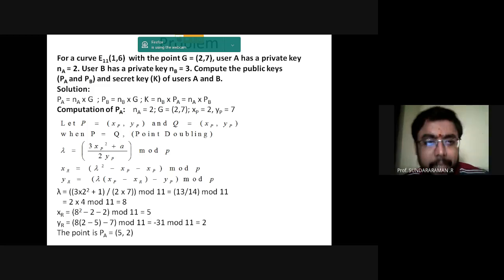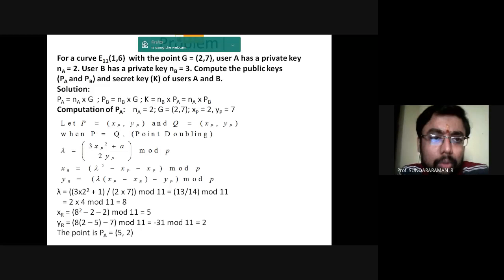First we have to compute Pa. What is Pa? Pa equal to Na into G. What is the curve equation in this? It's a mod 11 curve. So y square equal to x cube plus x plus 6, where A is equal to 1. That is the equation mod 11, so p is equal to 11. The corresponding equations are given here. So this process uses Na equal to 2. Therefore, the point is 2 comma 7.